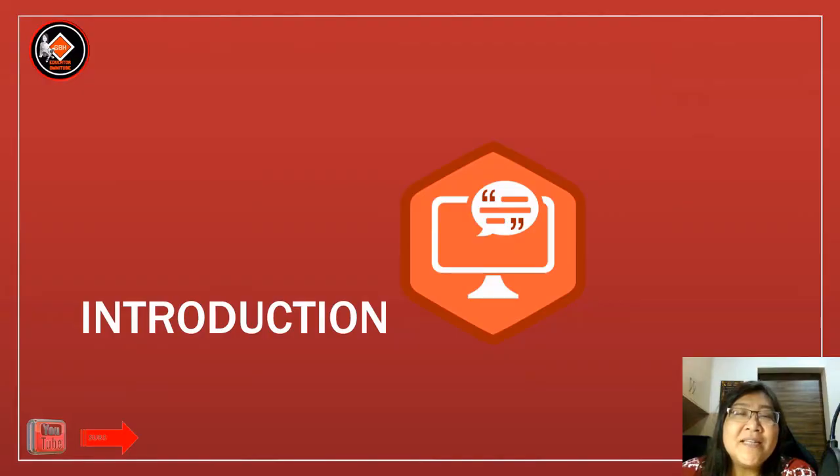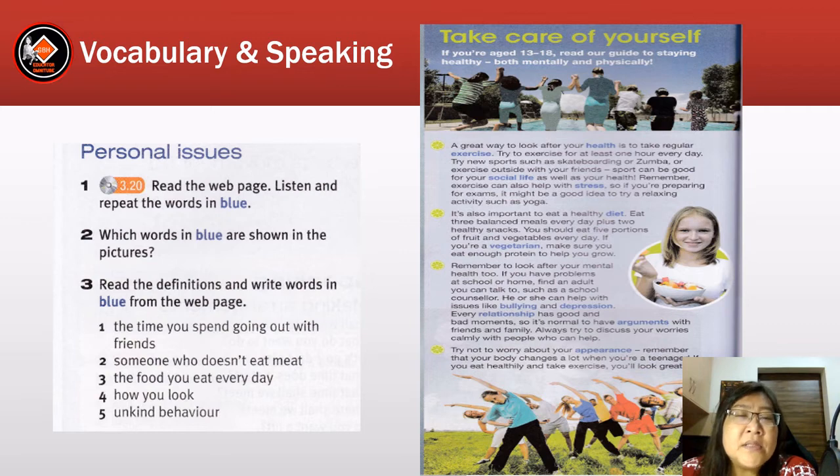Dear students, now let's begin our lesson. First, read the web page. Listen and repeat the words in blue. The second question, which words in blue are shown in the pictures? And the last question is, read the definitions and write words in blue from the web page. So here there are 4 definitions. The time you spend going out with friends, someone who doesn't eat meat, the food you eat every day, how you look, and unkind behavior.